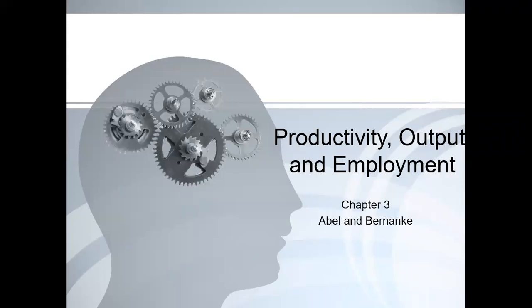The name of this chapter is Productivity, Output, and Employment. We have discussed in chapter 2 the measurement of several economic variables. Understanding how the economy works requires a shift from economic measurement to economic analysis.